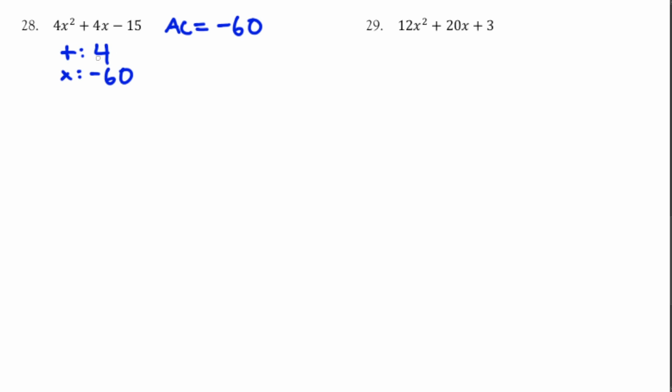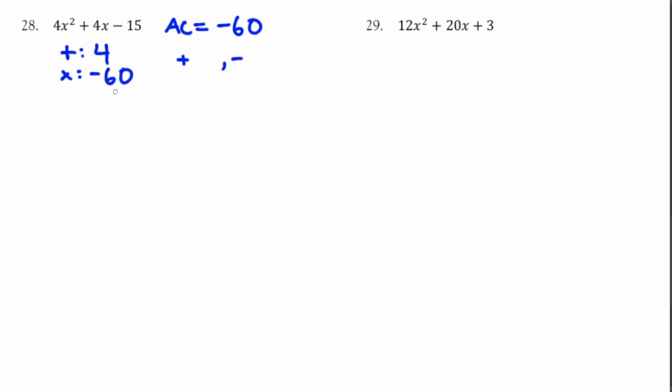If they only add up to 4, do they have to be really small numbers? No, because they multiply to negative 60. So the two numbers are going to be a positive number and a negative number. That's the only way they would multiply to a negative.